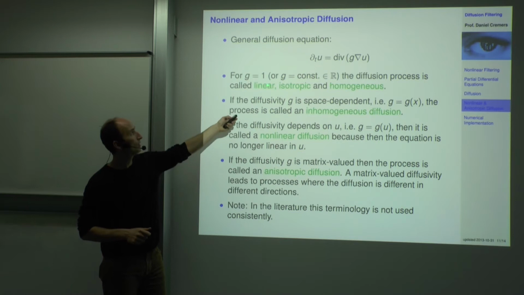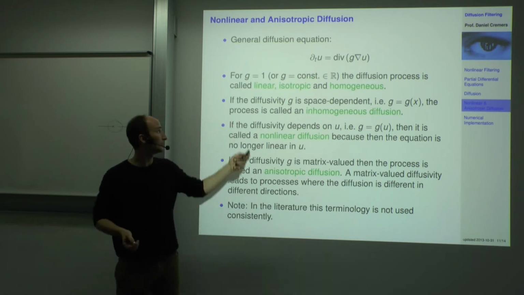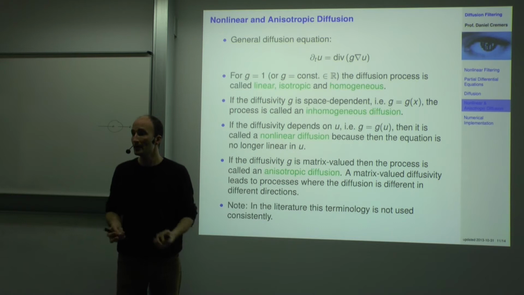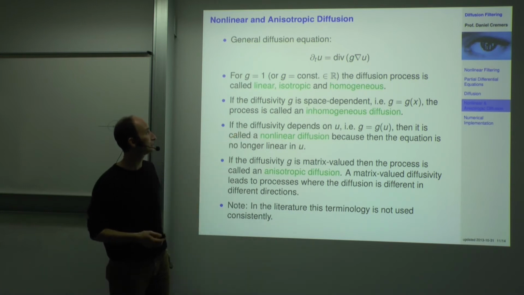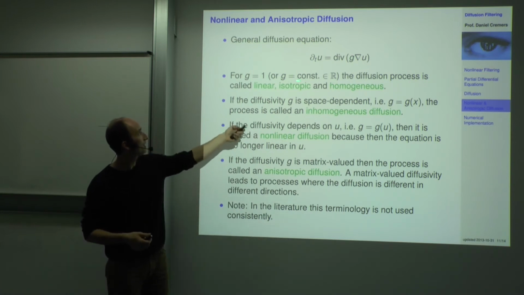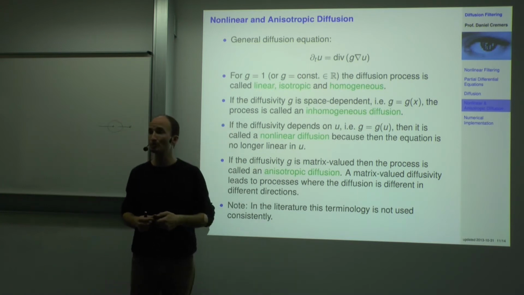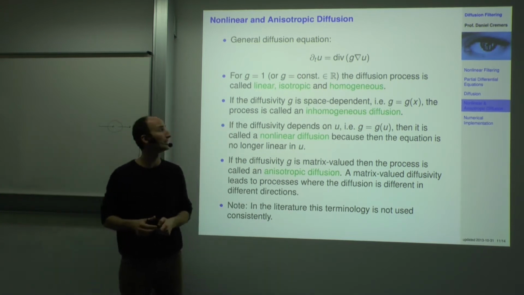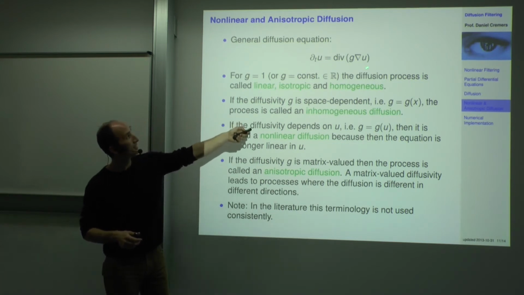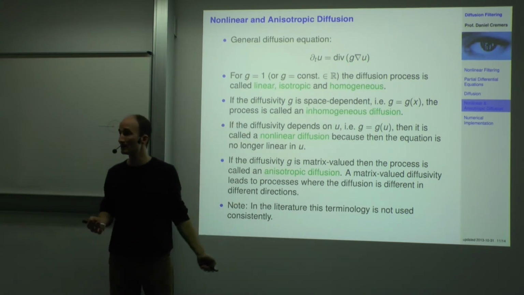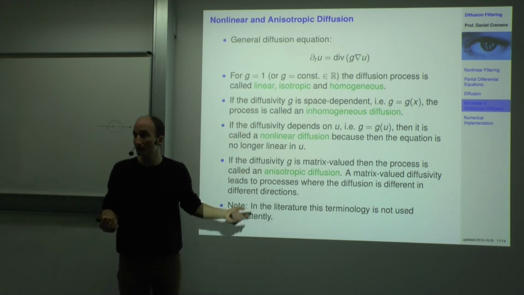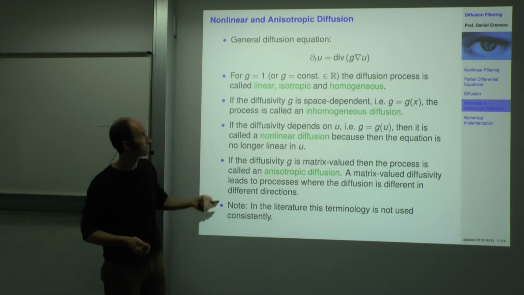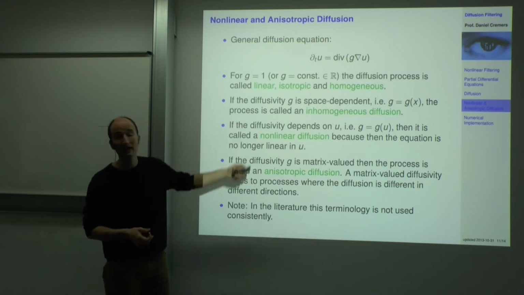G equals 1 or G equals constant. Doesn't really matter whether you set G equals 1 or 2 or 3. You get the same phenomenon, just with different time, basically in different units if you want. So G equals constant is called a linear, isotropic, and homogeneous diffusion. Linear means that this expression on the right-hand side is linear as a function of u. If you take 2 times u here, the factor 2 pulls out and you get 2 times that. So this is why, for constant g, it's called linear.